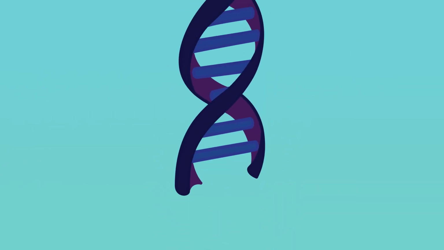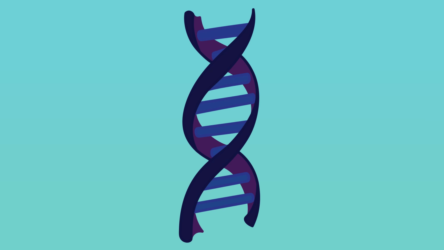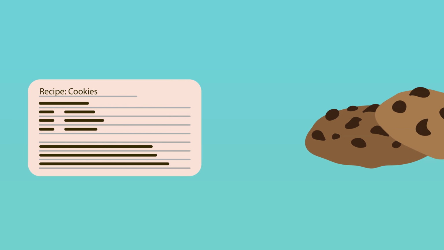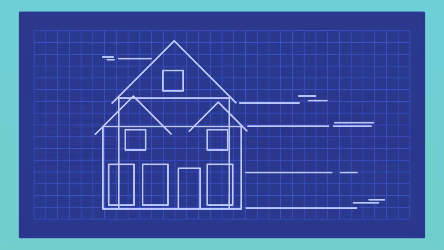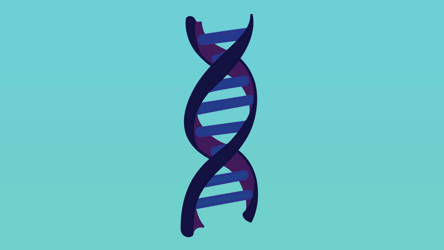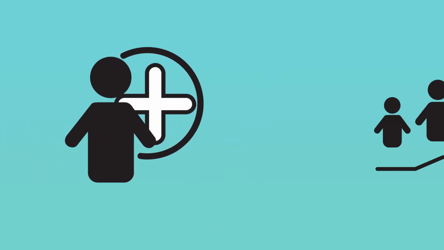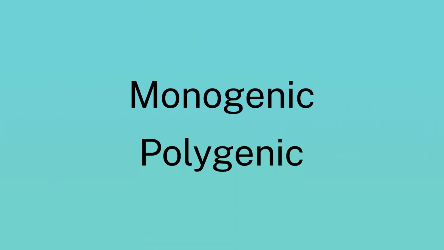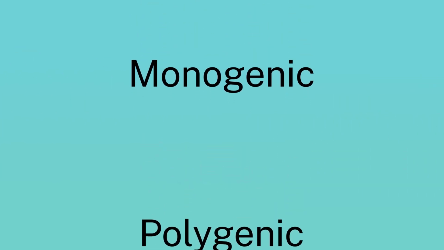Genes are the instructions that tell your body how to develop and function. They are like a recipe for making cookies or the blueprints for a house. There are thousands of genes that we know are important for our health. Health or developmental problems that are impacted by genes can be monogenic or polygenic.